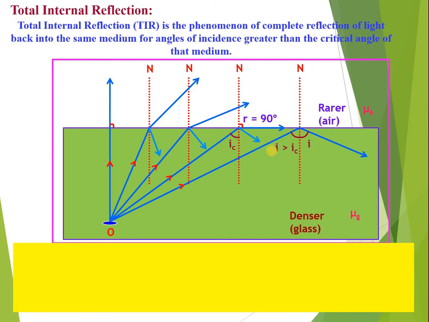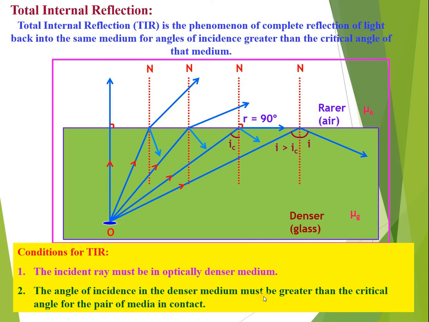So the conditions for total internal reflection will be like this. The light should go from denser medium to rarer medium. It is essential that the light should go from denser medium to rarer medium. And the second thing is that the angle of incidence should be greater than the critical angle. So light should be traveling from denser to rarer medium, and the angle of incidence must be greater than the critical angle.